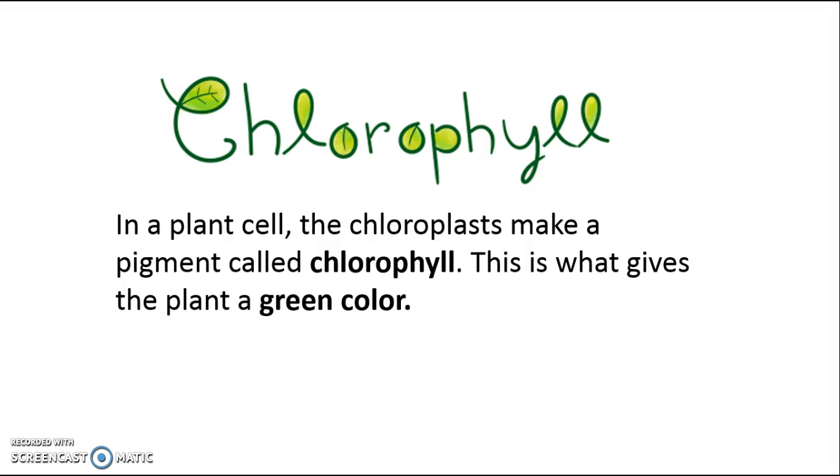Chlorophyll. In a plant cell, the chloroplasts make a pigment called chlorophyll. This is what gives the plant a green color. So know that plants are green because of the chlorophyll. There are some other jobs of the chlorophyll, but the pigment that is green is what makes the plant green. But chlorophyll does capture the sunlight and is the key component in photosynthesis.